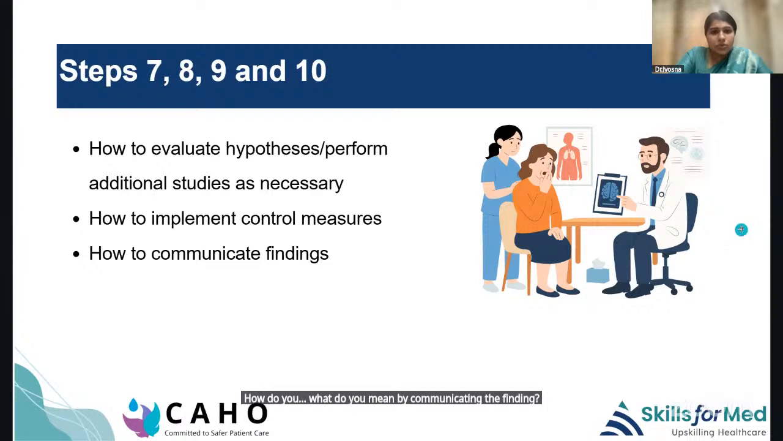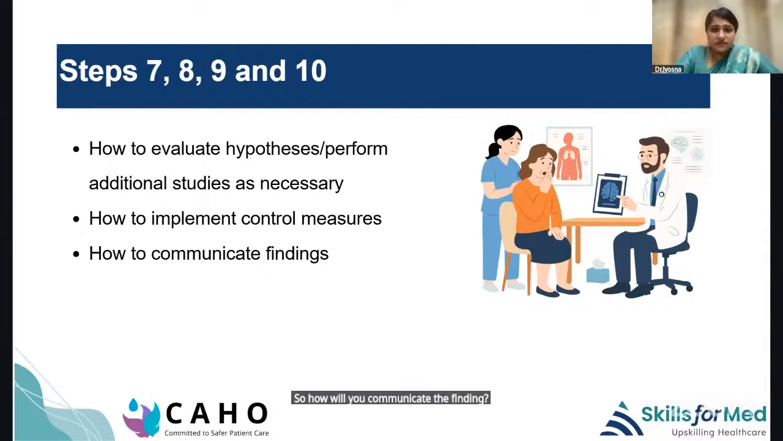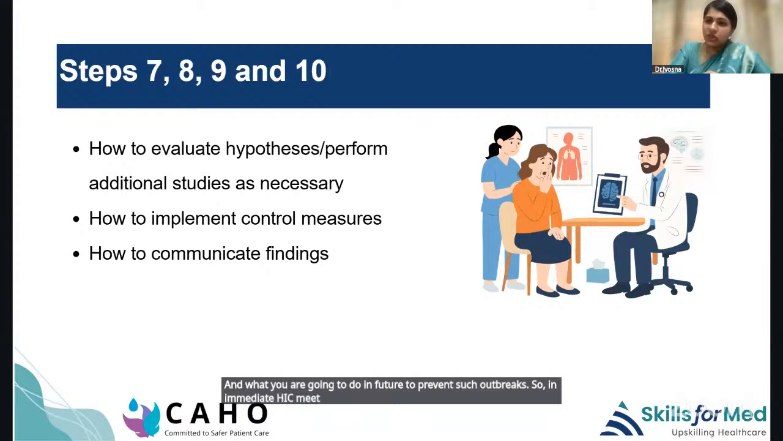Mobile phone restriction, yeah, that's also a nice point. Less traffic in the NICU. Very true. All these are very nice points that you all are projecting. So how will you communicate the findings? Yes, call for an immediate HIC meeting. In that HIC meeting, you have to say what you have done and what you are going to do in future to prevent such outbreaks. An immediate HIC meeting for that particular outbreak is a mandatory thing that you all should do.